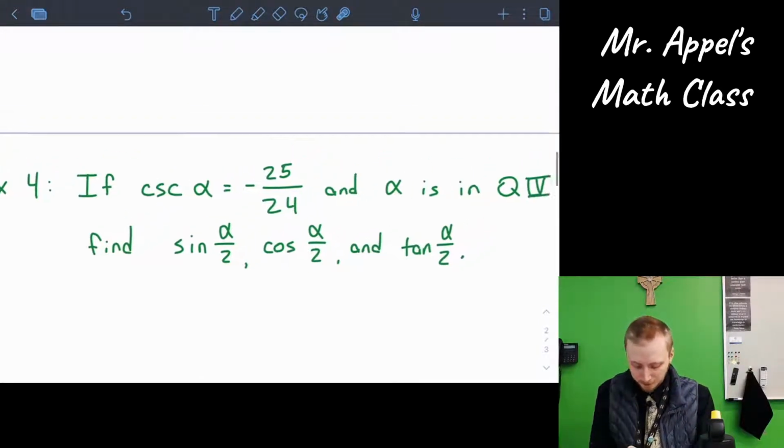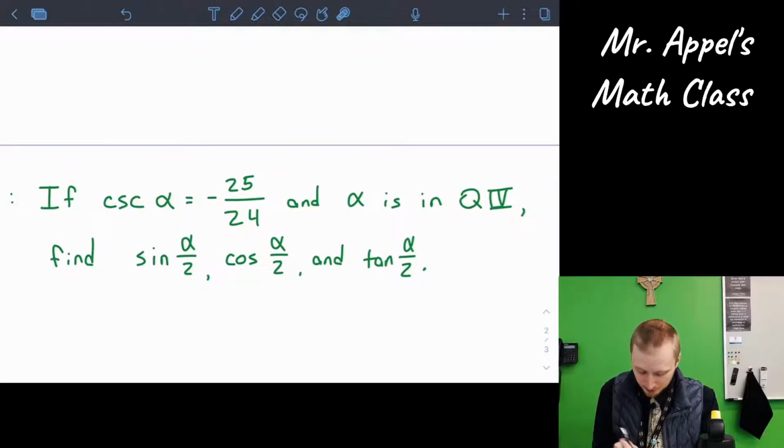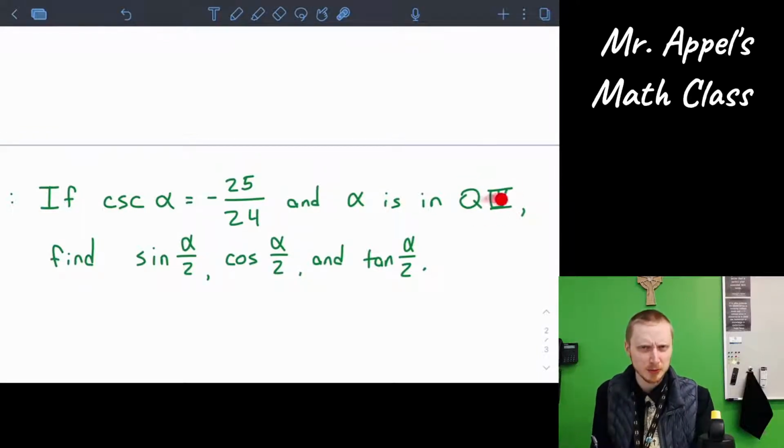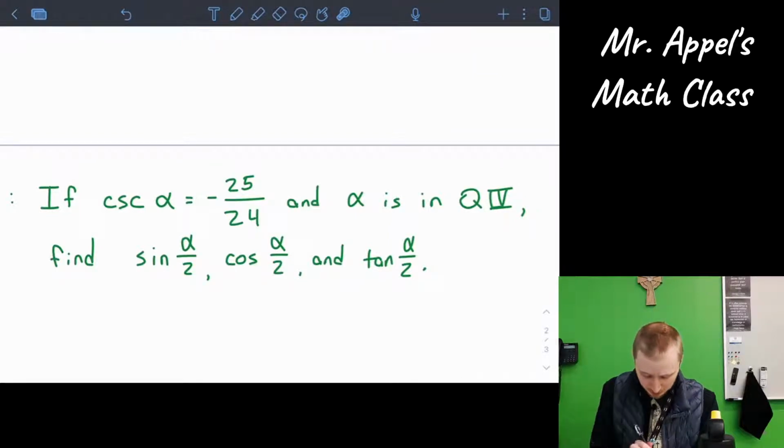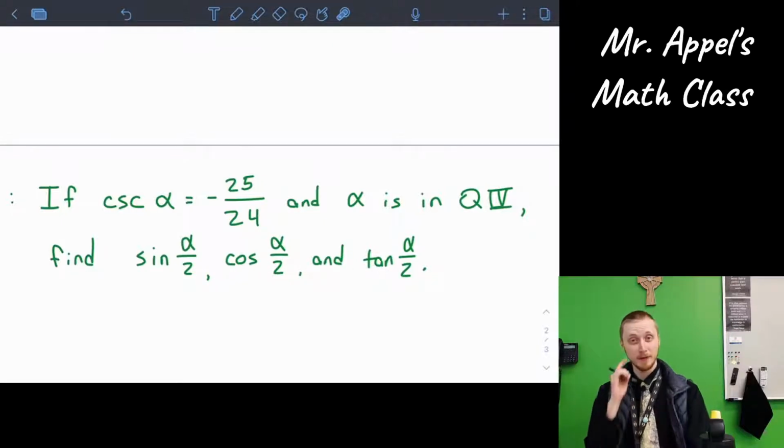Cosecant of alpha. So our unknown angle, call it alpha. Cosecant is negative 25 over 24, and alpha is in quadrant IV in Roman numerals. And know your Roman numerals, okay? Greek and Roman. Find then sine of half alpha, cosine of half alpha, and tangent of half alpha. Okay, how are we going to approach this?